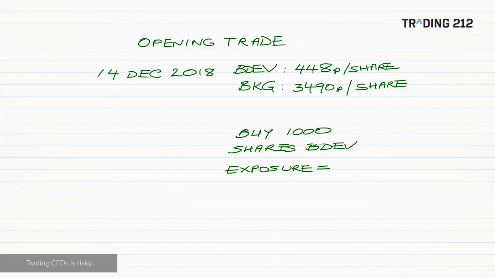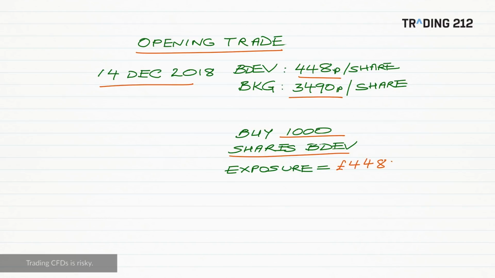So to tackle this question of position sizing, let's actually look at an example of the opening. On the 14th of December 2018, let's say these are the prices you deal at: 4.48 pence per share for Barratt and 34.90 pence per share for Berkeley Group. These were near the highs of the day, and let's say that you're happy to buy 1,000 shares in Barratt Developments. So your position size on Barratt is going to be £4.48 per share multiplied by 1,000 shares, which is £4,480. We want to get as close to this as we can with the Berkeley Group trade, because that's what's going to allow us to aim at that market neutrality that we want.